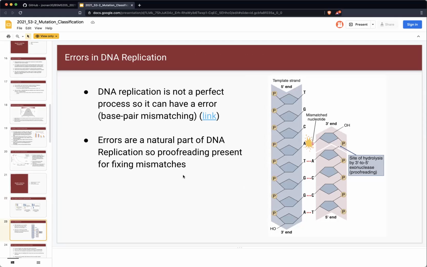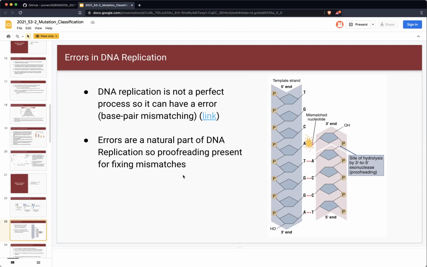Okay, so the first thing we have to remember is how mutation actually happens in the first place, right? So how does the mutation happen? The reason is that our DNA replication is not a perfect process, right? During replication, we can have an error. Error means a base pair mismatch between the strands, and the mismatch is the mutation in its form, right? So this error-prone process is natural. It can always happen during replication.